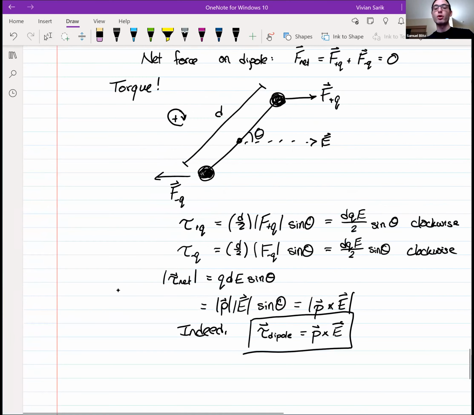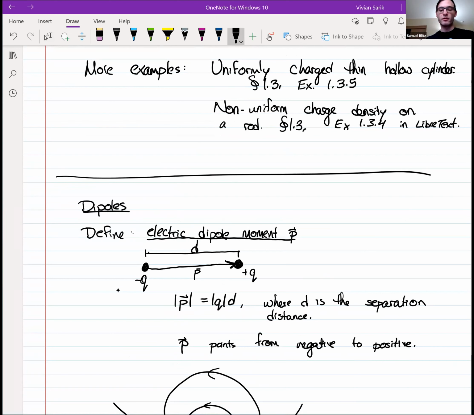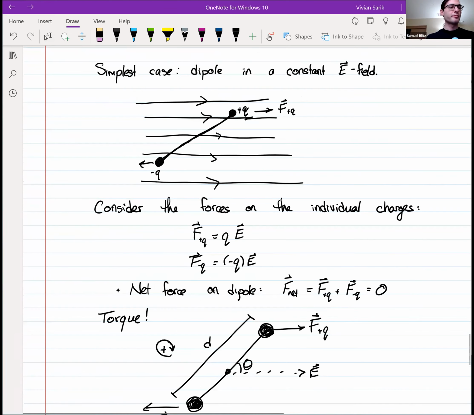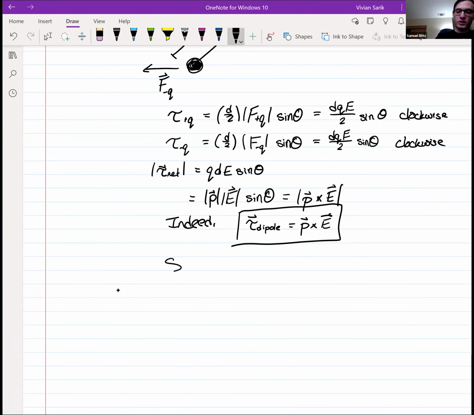P is the dipole moment. P is the vector that points from negative to positive and has magnitude q times d. It's just how we defined it. It is the electric dipole moment vector. Just as a reference for you guys, if you want to see a good example, see example 1.4.1, which is in section 1.4 of the LibreText.